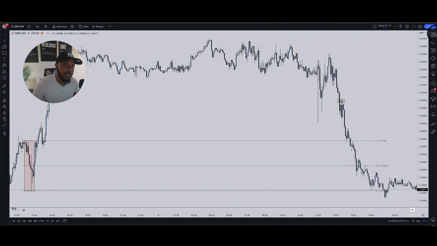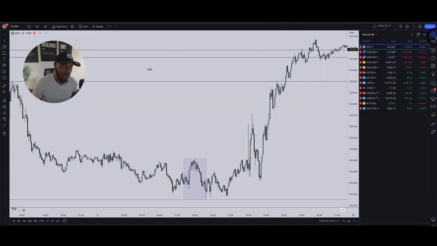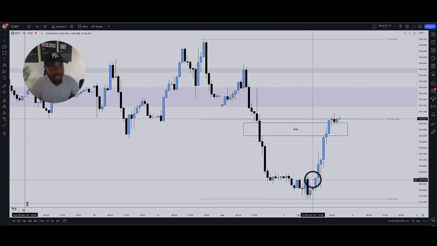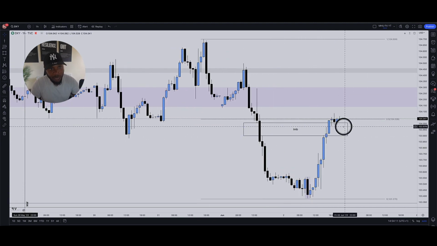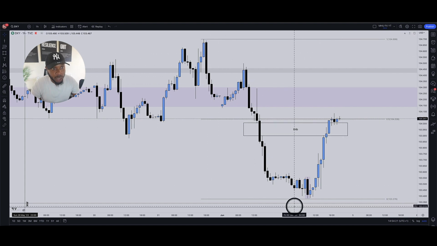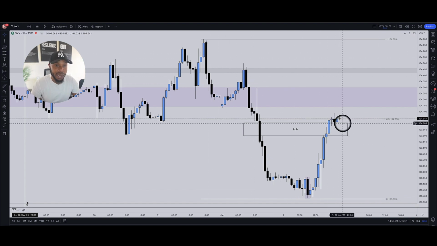Now, let me quickly take you to the DXY just to show you how that actually ended up. So this is how the DXY actually ended up. What we wanted to see was price trade up into our imbalance perfectly. It did that to the T, did that perfectly. And we also wanted to see it trade up into equilibrium, which is 50% of this move lower. And it's done that too. And this is where it stalled out. Magic.